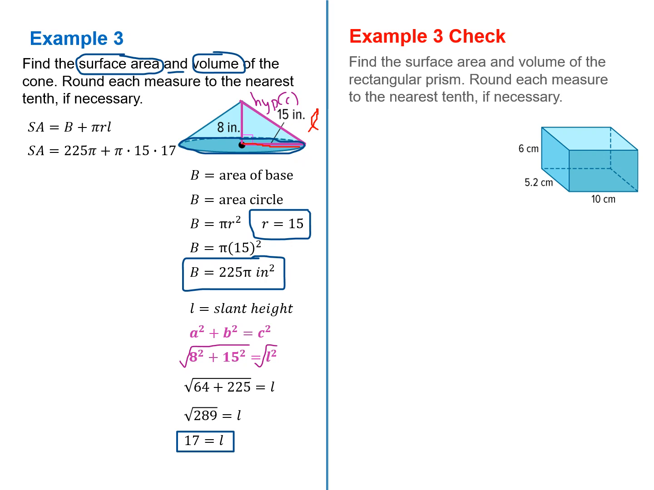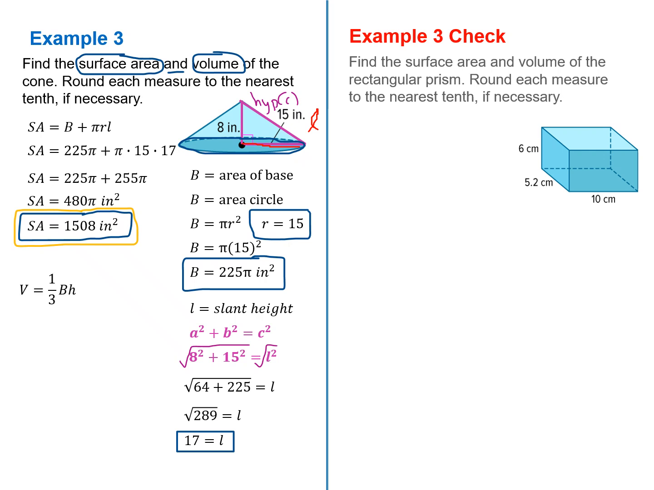So the area of the base is 225 pi, plus pi times 15, which is our radius, times our slant height of 17. I multiply 15 times 17 to get 255. And so the surface area is 480 pi inches squared. Now, that's an exact answer written in terms of pi. They asked us to round our answer to the nearest tenth. That would be 1,508 inches squared. So that is the first answer.